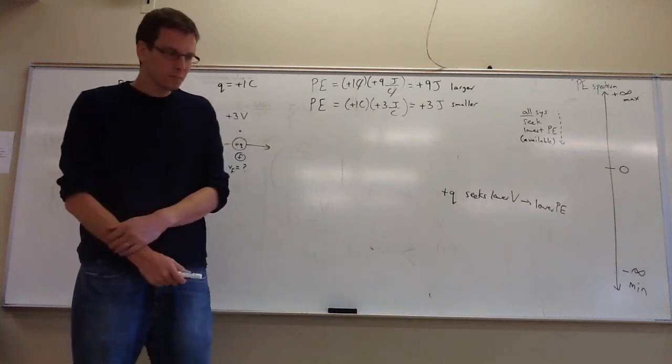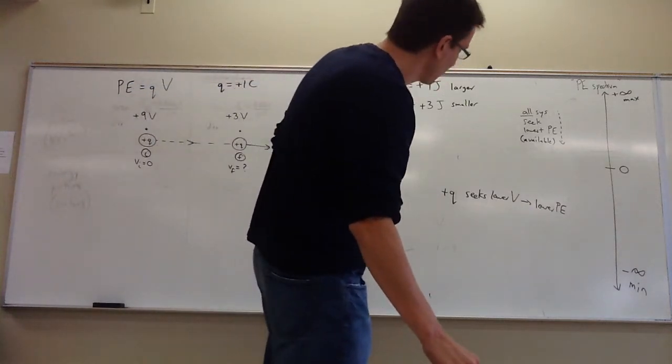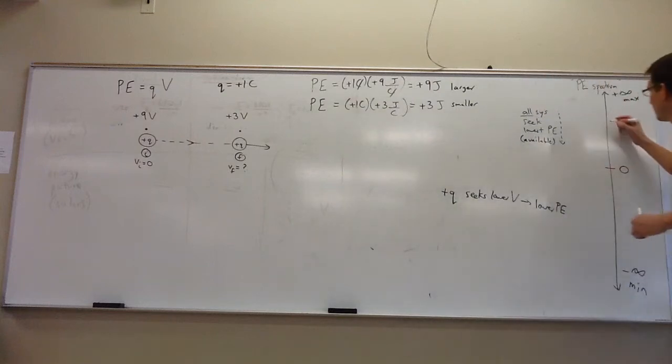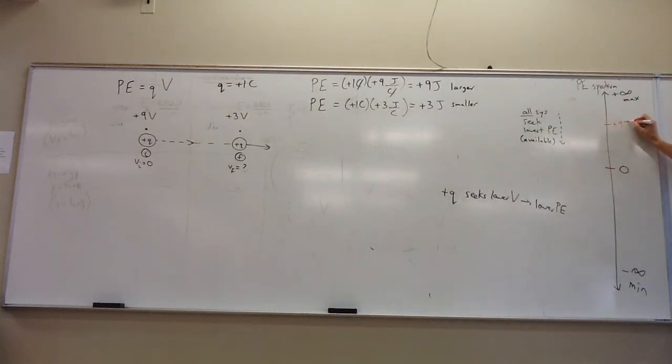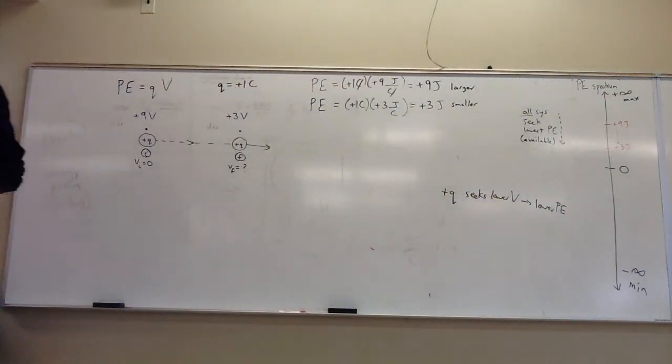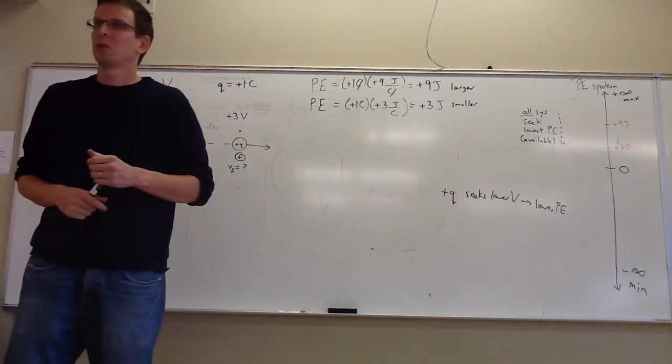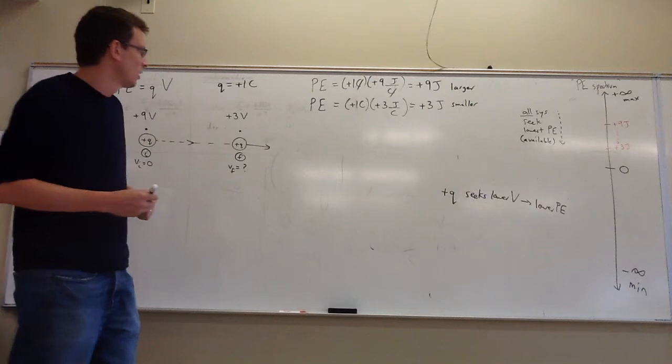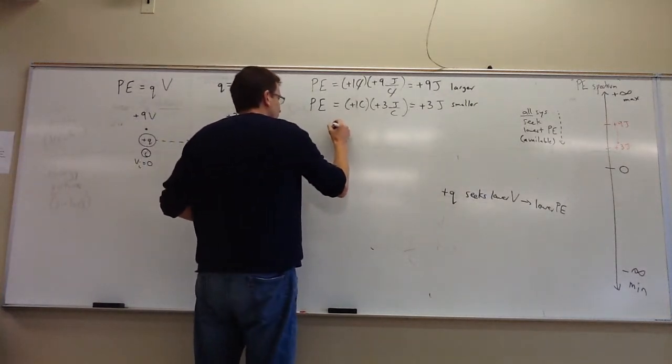Okay? If you want, we can draw these 2 values on the number line. The plus 9 is larger. Plus 3 is smaller. So it's no wonder that the system would want to progress downward, right? So let's do an example of a calculation. These kind of calculations, there are a bunch of them in your homework too. We'll just go ahead and do an energy conservation.